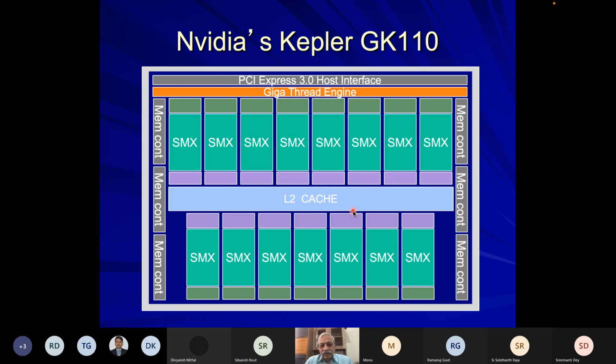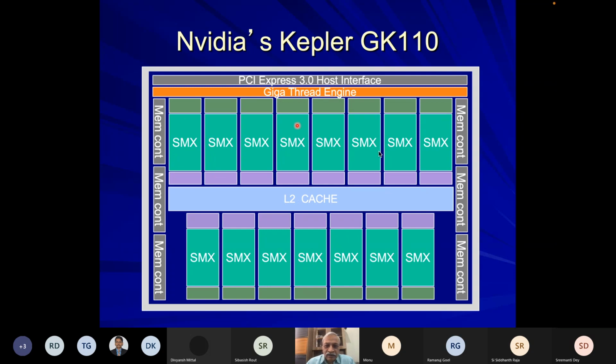These essentially support fine-grained parallelism of the SIMD kind: the same operation to be done on multiple units of data. That can be done very efficiently here. So here I'm showing a typical architecture of a GPU. The particular example is NVIDIA's Kepler GK110.